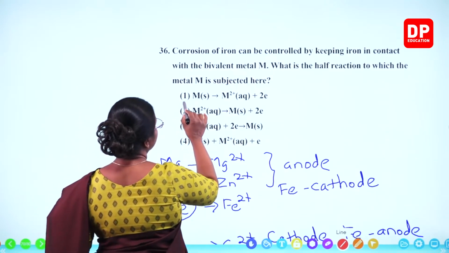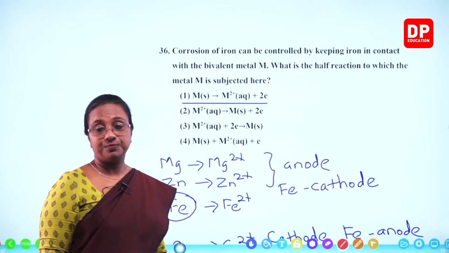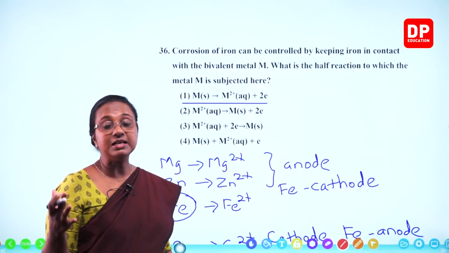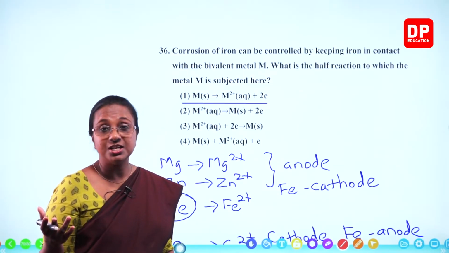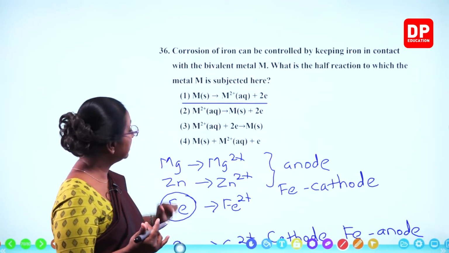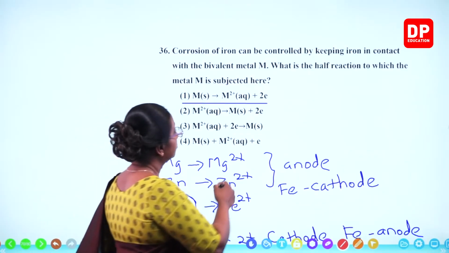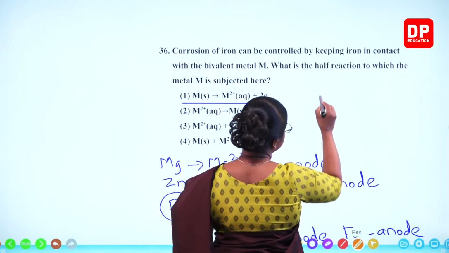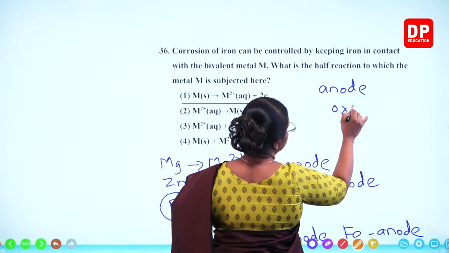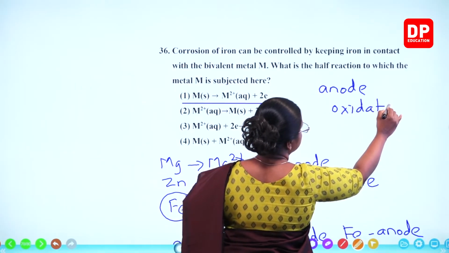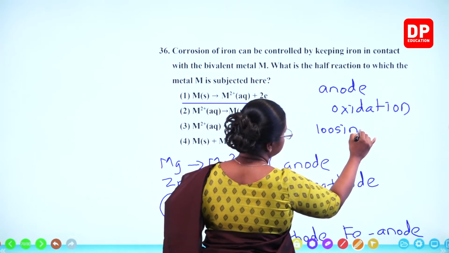So the correct equation is the first one, where the metal acts as the anode and iron will be the cathode. Because you all know anodic reaction is the oxidation reaction. So here the metal loses electrons. So anode means, you all know the convention, it has to be oxidation. Oxidation is losing electrons.